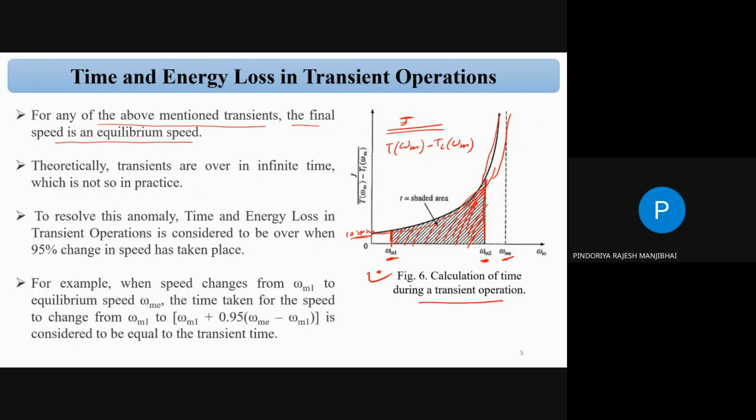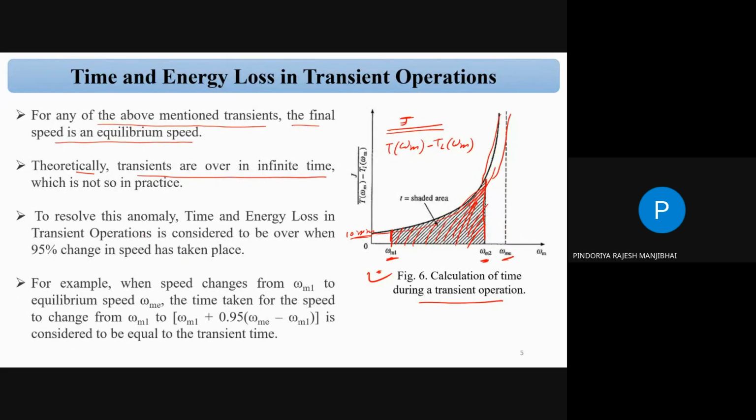Theoretically, transients take infinite time. In practical application, the motor is not stable and it will give an error. Maybe sometimes it's 1500 rpm, maybe sometimes it's 1480 rpm, so we can say a 20% error. But theoretically we consider the transient to take infinite time, which is not so in practice. Practically that is not possible, but theoretically we can consider it.